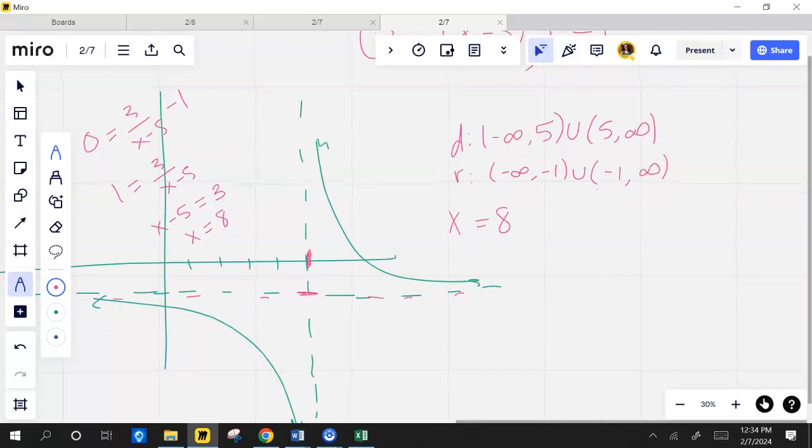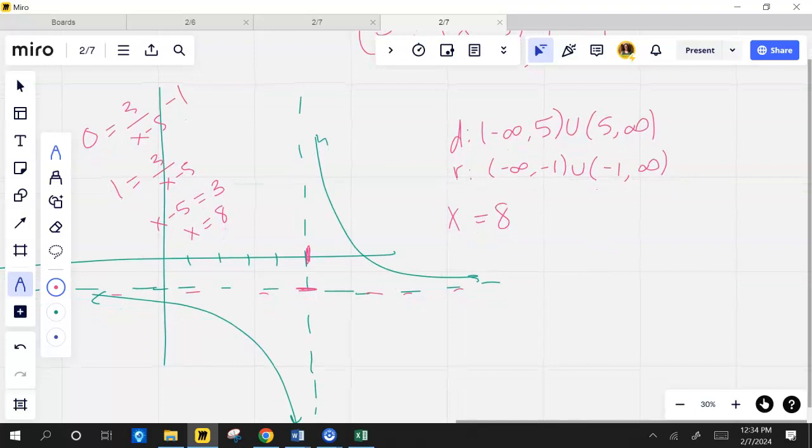And again, you could use your calculator for this, but I don't even have a calculator. Somebody stole the calculator.